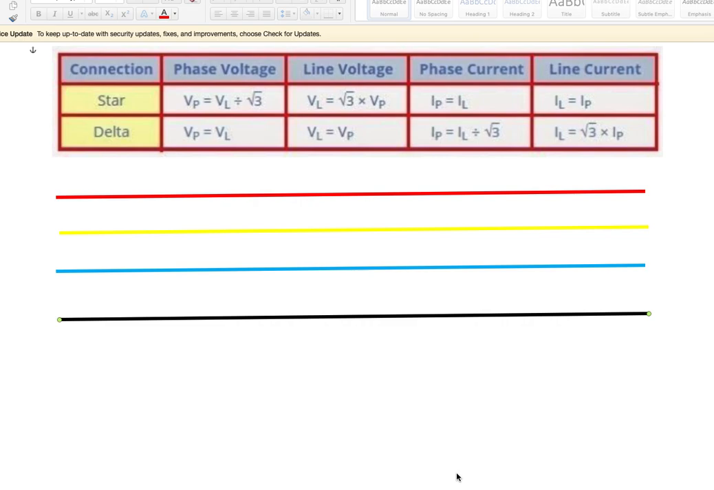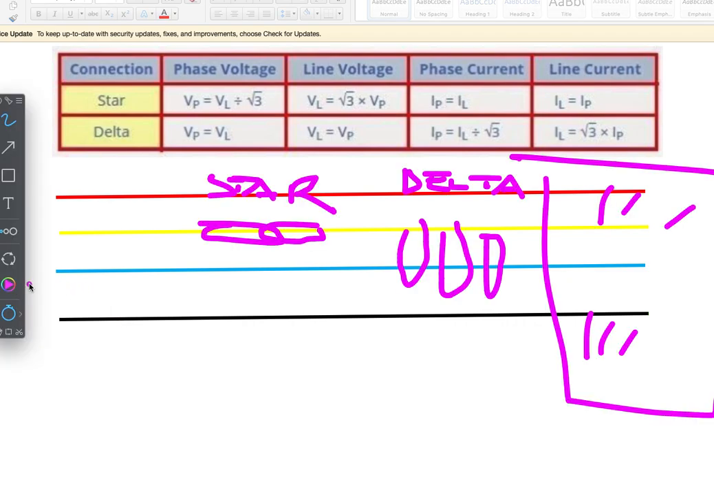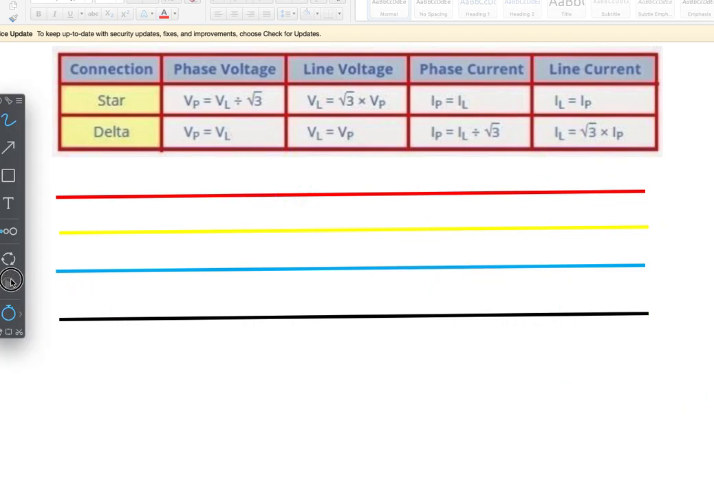Star versus delta connections. So let's look at our... let's turn a pen on. Just give me a second.